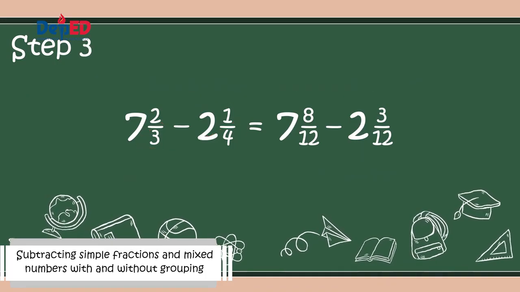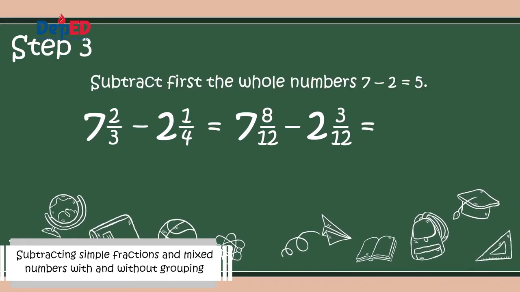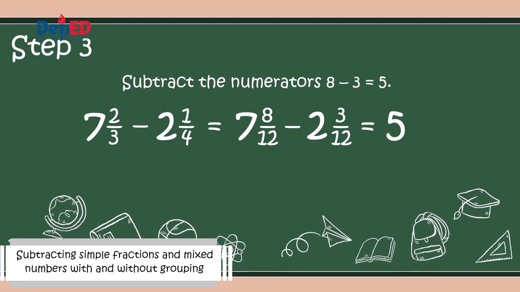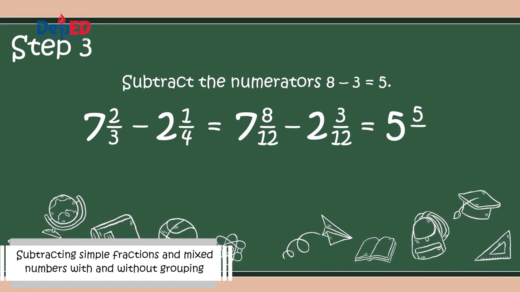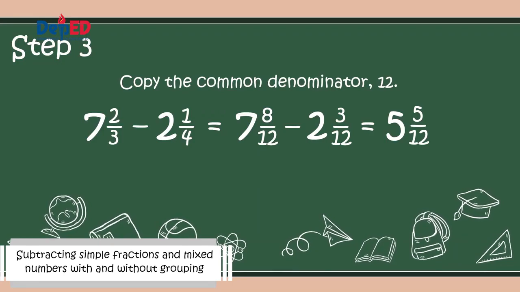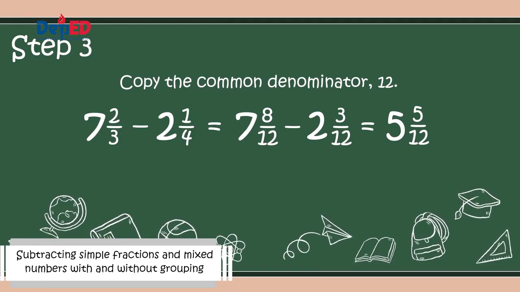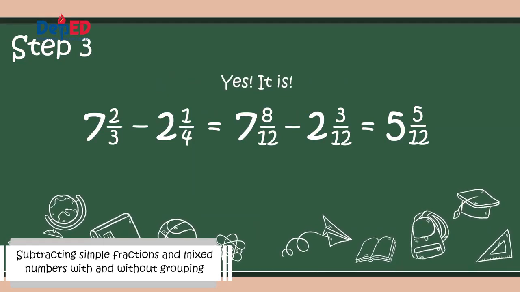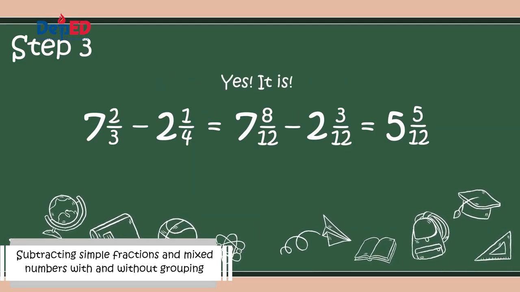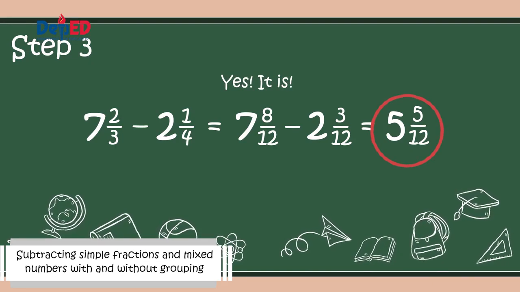Step 3. Subtract first the whole numbers. 7 minus 2 equals 5. Next, subtract the numerators. 8 minus 3 equals 5. And copy the common denominator 12. We have 5 and 5/12. Is it already in lowest term? Yes. Therefore, our final answer is 5 and 5/12.